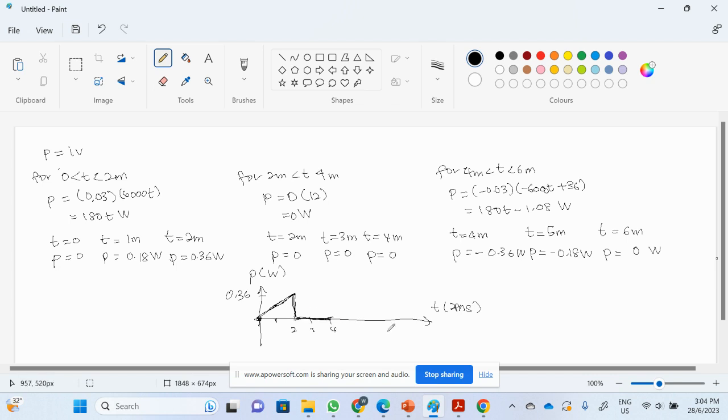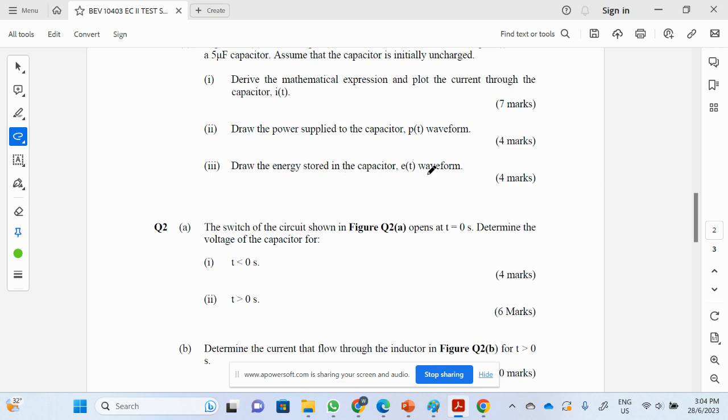Going to be here. And then for 4, it is not just 0 for this one, it is negative 0.36. So it is over here as well. And for 5, it's negative 0.18. And for 6, it is 0. So this is the graph for P. Okay. And the next question, draw the energy.